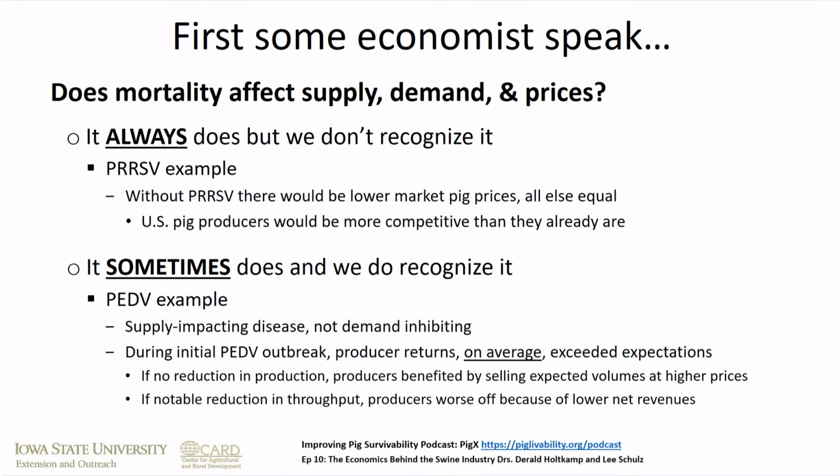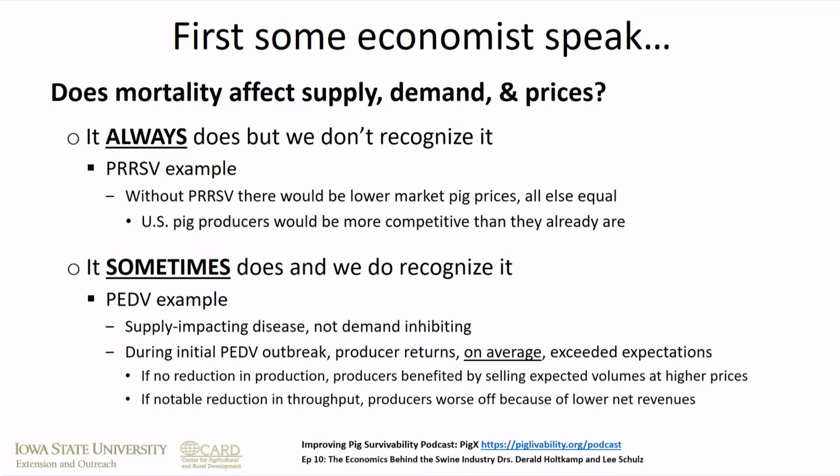But you can think about it from a market standpoint, PRRS is baked into those market prices through supply and demand. Now, sometimes we do recognize it, and I think PEDV is a really good example of that. The reason why is it's supply impacting and did not impact demand. And so in this case, you've seen the market have a risk premium in it, right? Futures prices went through the roof because there was a lot of uncertainty about how big the impact of PEDV would be. Now, when you look back on production, it was roughly about 3%.